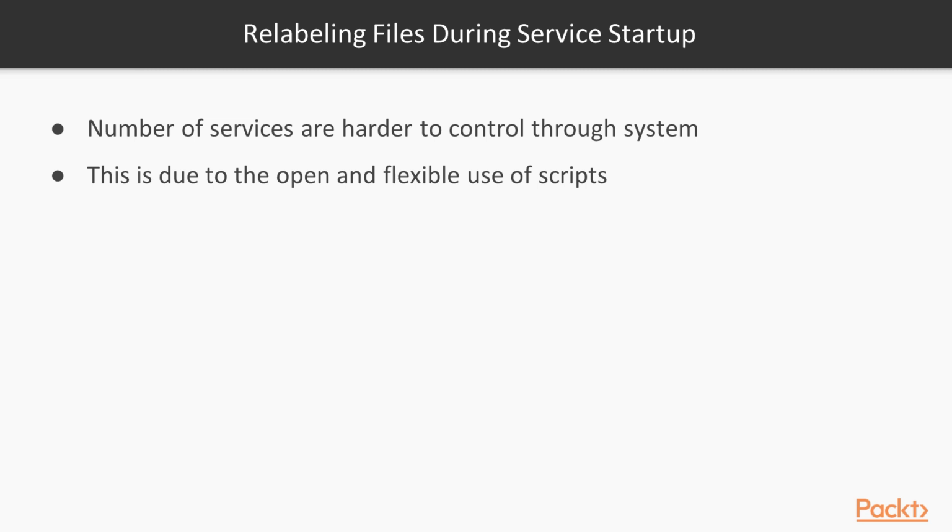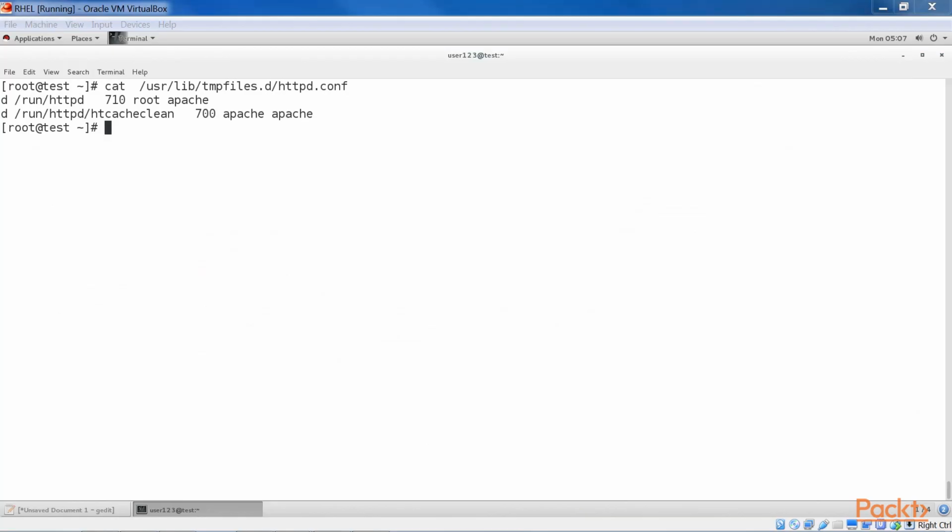This is, of course, due to the open and flexible use of scripts to perform any service-specific preparation, which is harder to accomplish with systemd. One of the actions that many services require is the preparation of service-specific runtime directories, such as /run/httpd for the Apache service. Systemd has resolved this by supporting what it calls tmpfiles.d.